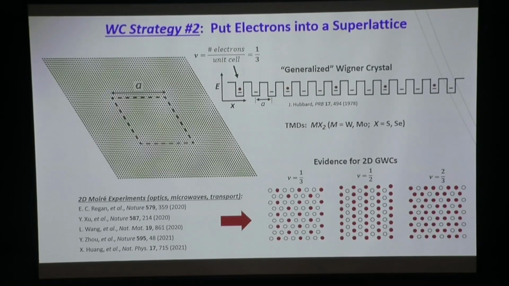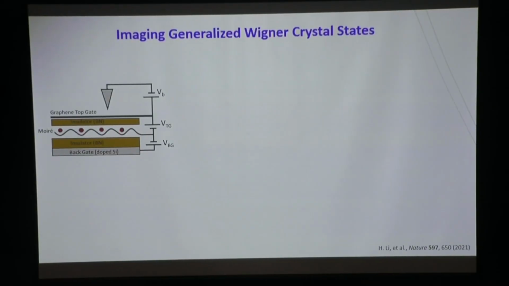But these folks saw evidence for this, but they actually never quite knew whether or not they really had the two-dimensional crystals, because they couldn't visualize them. They couldn't see the two-dimensional crystals. And so the first people to actually visualize these two-dimensional crystals was a collaboration between Feng Wang's group and my group back in 2021.